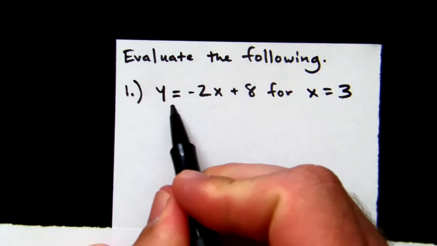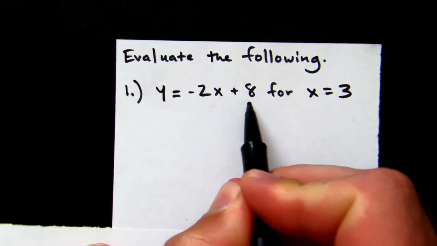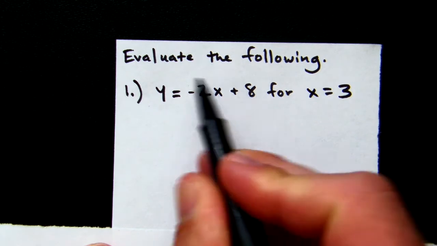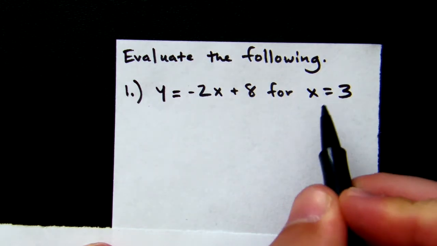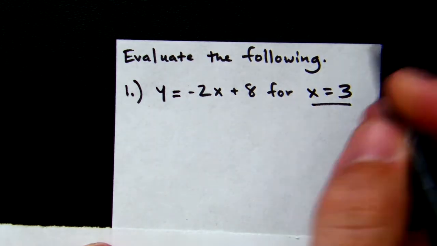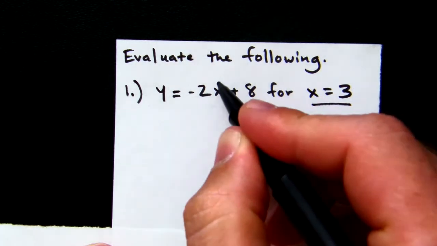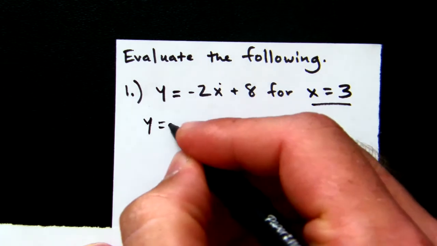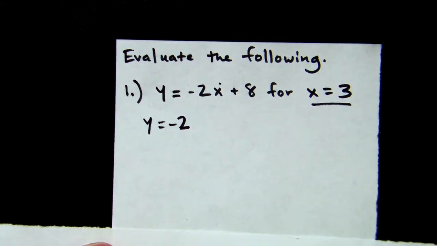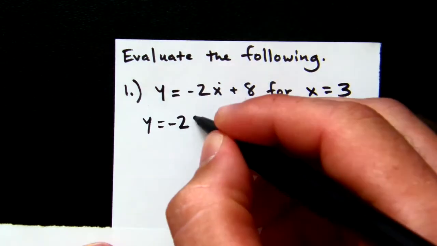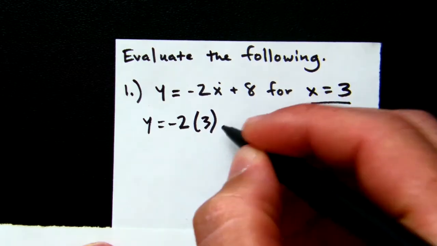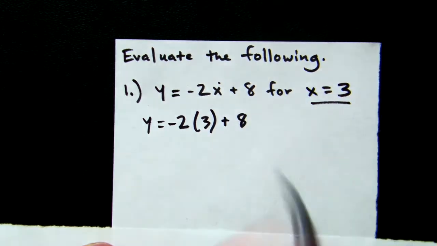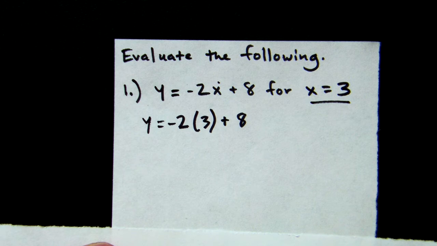So for number one, we have y equals negative 2x plus 8. There's our equation. And we need to evaluate for x equals 3. So what we're going to do is take this value right here, and plug 3 in for x. So I'm going to rewrite this, y equals, everything else is going to stay the same, negative 2. Now, when you plug in your variable, always put it in parentheses, and you'll see with our next example why that's going to be important.